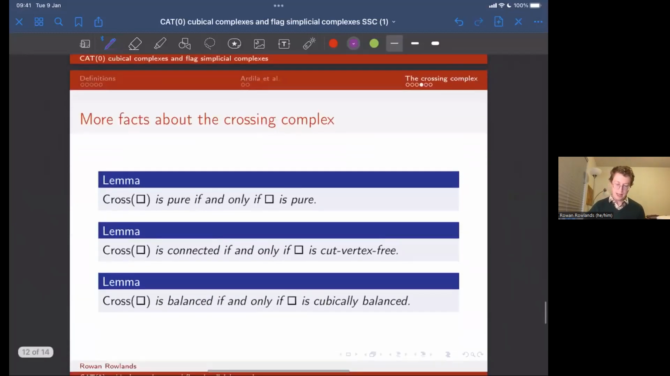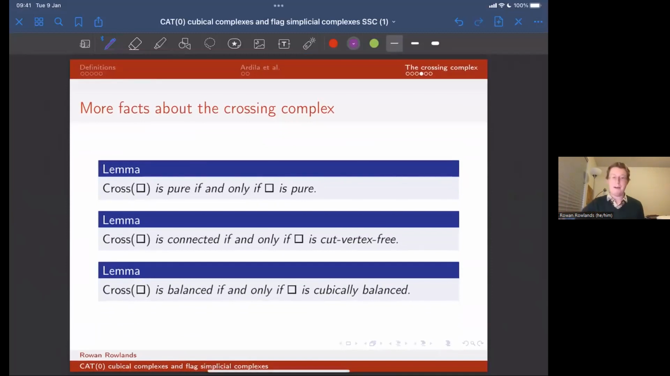Right. Here are a couple of more facts about crossing complexes. A lot of the words on this slide might be unfamiliar to you, but I'm kind of throwing them out there just to demonstrate some of the connections between these two things. So the crossing complex is pure if and only if the cubical complex you build it from is also pure. The crossing complex is connected as a topological space if and only if the cubical complex doesn't have any cut vertices. And the crossing complex is something called balanced if and only if the cubical complex is also balanced in a cubical sense.